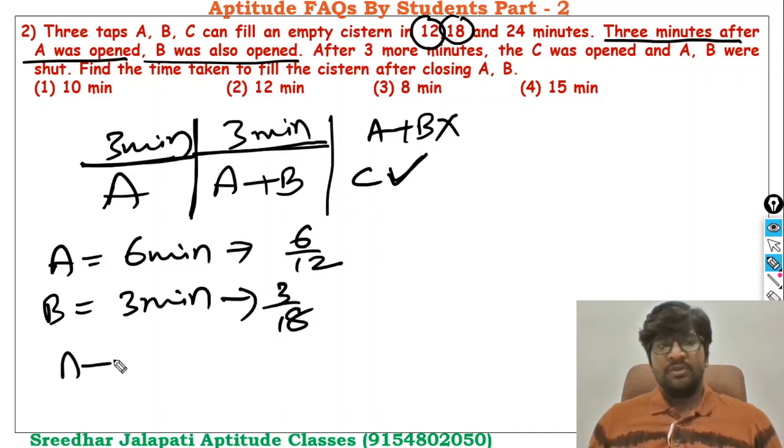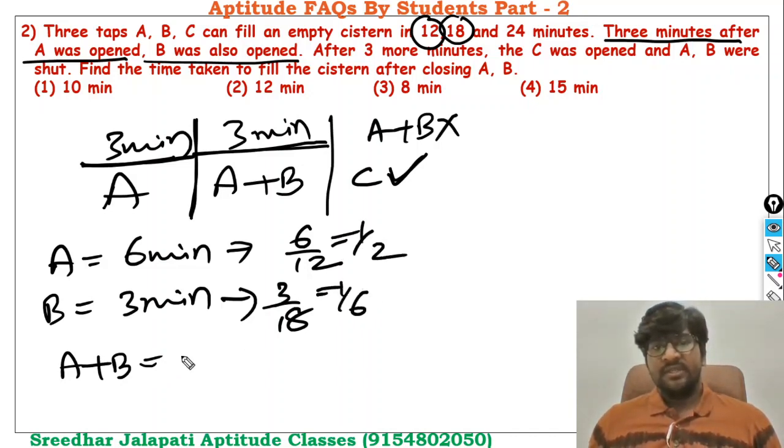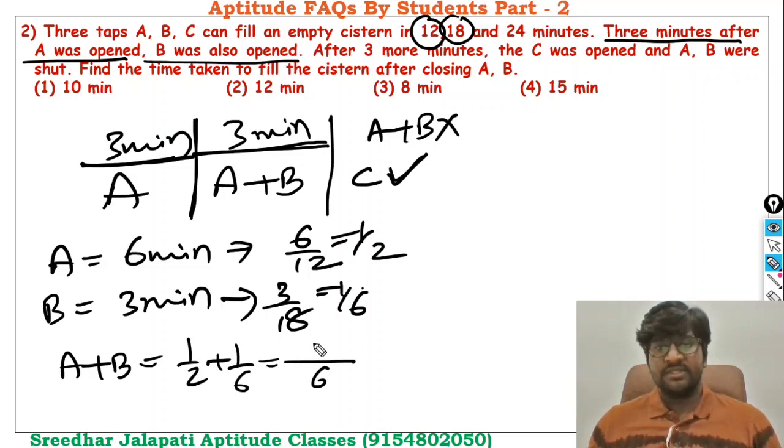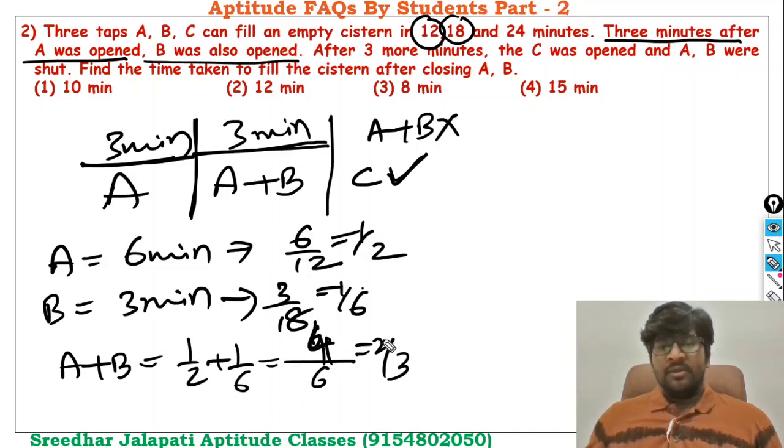So before the closing of A and B, the work done by them is 6/12, which is half, plus 3/18, which is 1/6. So the work done by them together is 1/2 plus 1/6. LCM 6: 3 plus 1, which is 4/6, which is 2/3 of the tank filled by both A and B. So before closing A and B, they already filled 2/3.